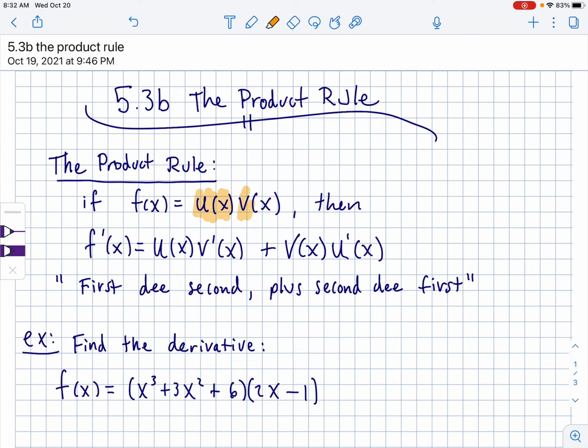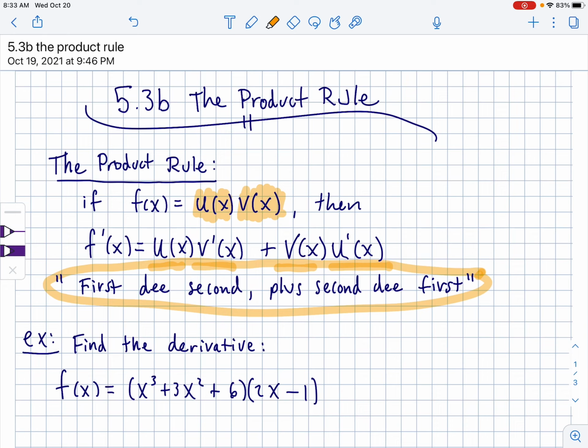It's really for things where there's two functions being multiplied together. So if you have an f of x where u of x is times v of x, so you can spot two functions that are being multiplied, then the derivative of f is u of x times v prime of x plus v of x times u prime of x. I think it's a little complicated to look at that and be like, okay, I get it. Yeah, I mean, you can get it just by looking at it.